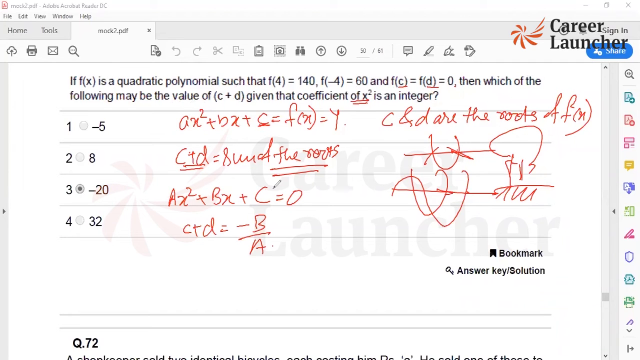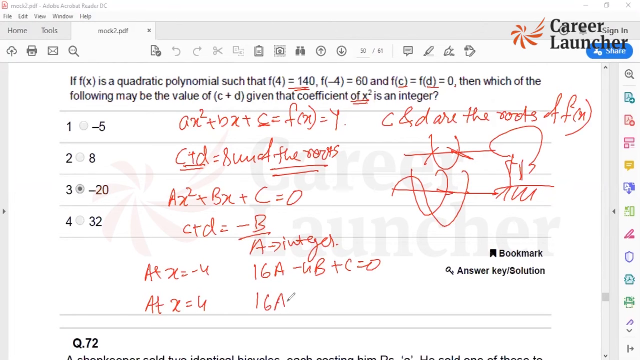So what is the possible value of c and d? a is already an integer. So what I do is I'll put first 4 here. At x is equal to minus 4, the equation will become 16a minus 4b plus c is equal to 0. At x is equal to 4, because there is one more value that is given, 16a plus 4b plus c is equal to 140.